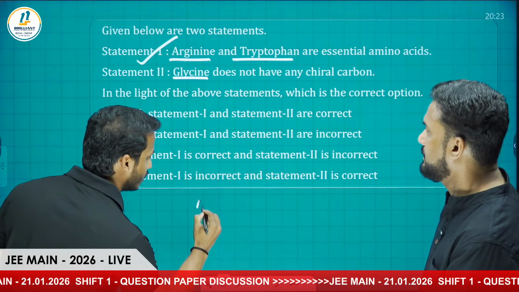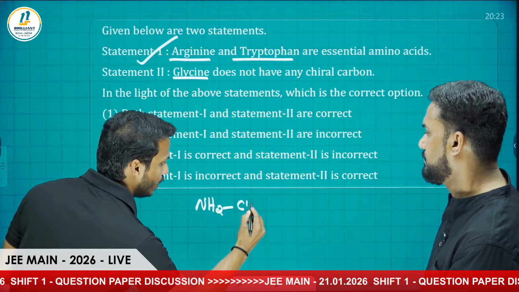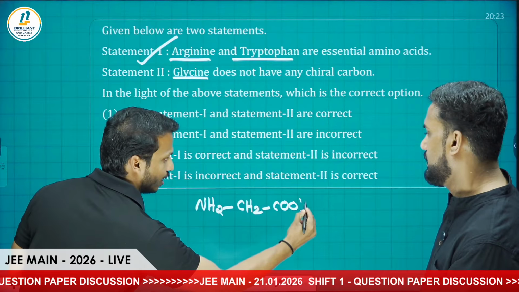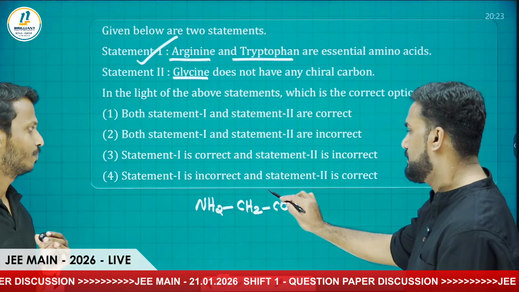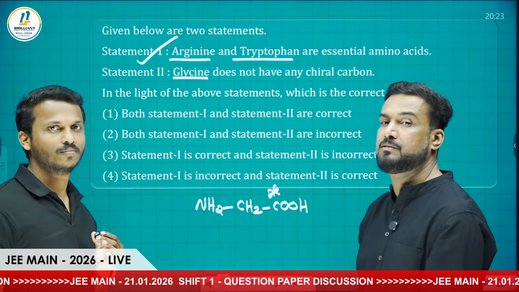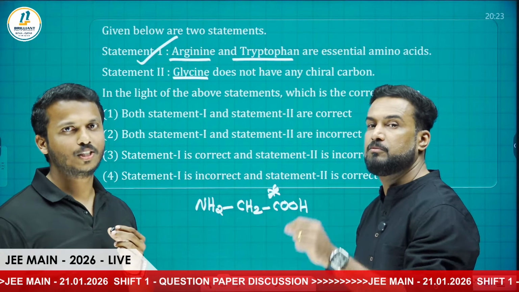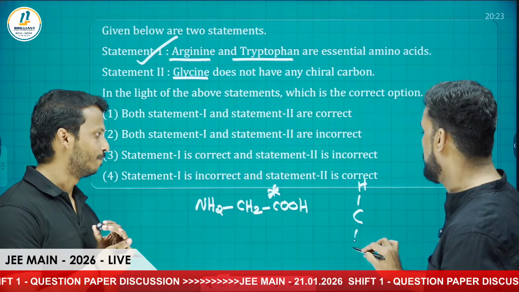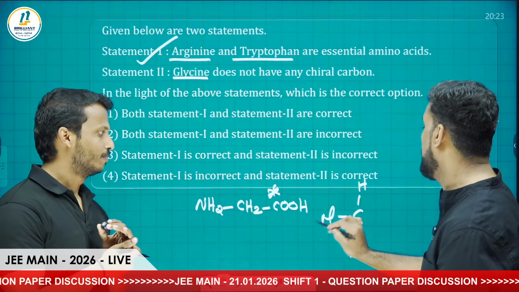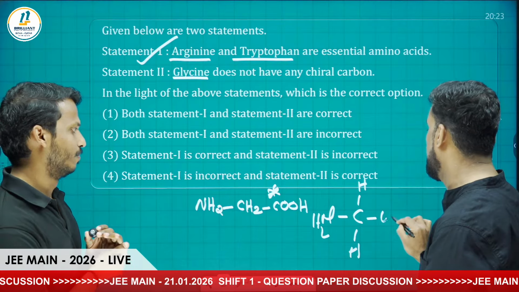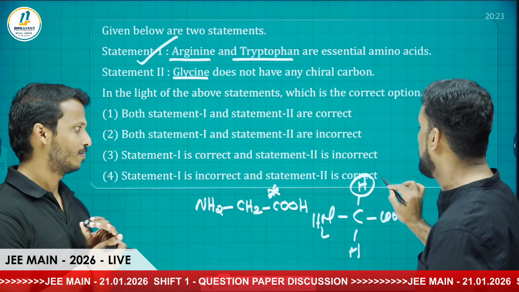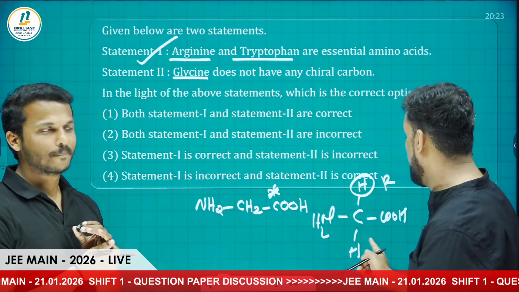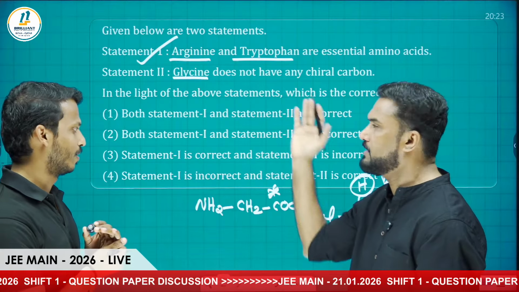And glycine, what is glycine? NH2, CH2, COOH, right? Glycine is the only amino acid which is optically inactive, not chiral, because in the other amino acids the carbon has four different groups, but here two hydrogens come. Other than this one, all the remaining amino acids have an alkyl group R, but here it will be hydrogen. So this is the only one, and you can easily remember that.